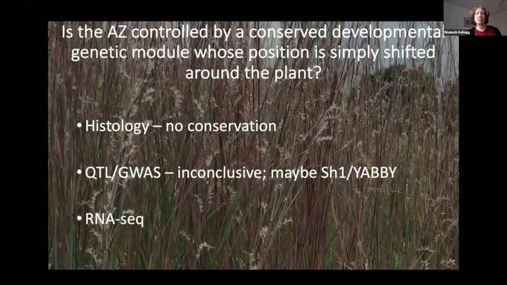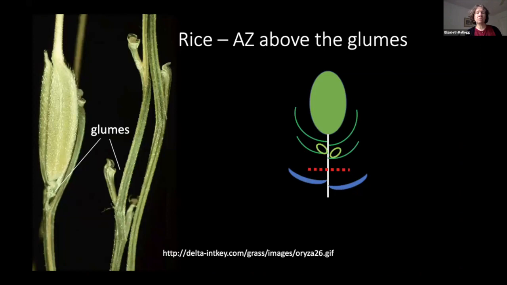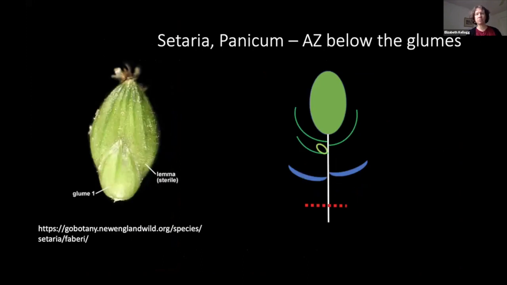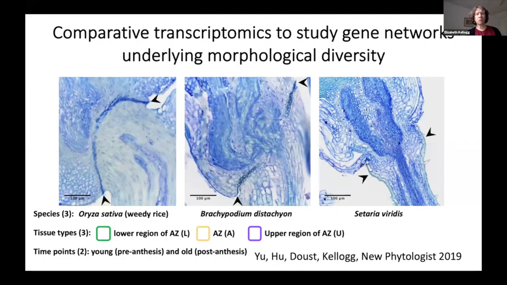So obviously, what's the thing to do? The thing is to do RNA-seq. This was a collaboration led by Yunxing Hu in my lab, with Hao Hu and Andrew Doust at Oklahoma State. Remember that we have rice breaking above the glumes, Brachypodium between the flowers, and Setaria, the abscission zone, below the glumes. So what Yunxing did was dissect out the region of the abscission zone for each of those 3 species.